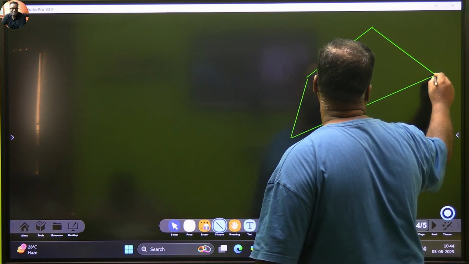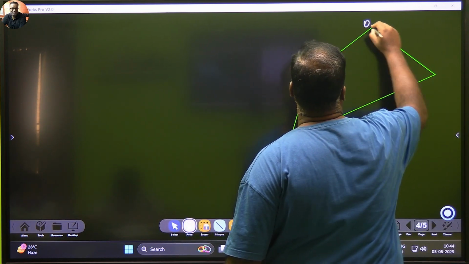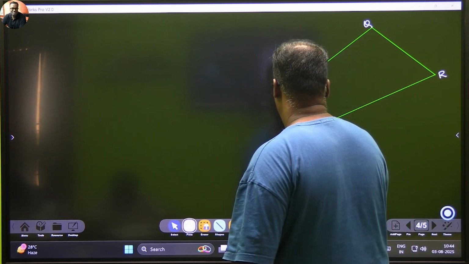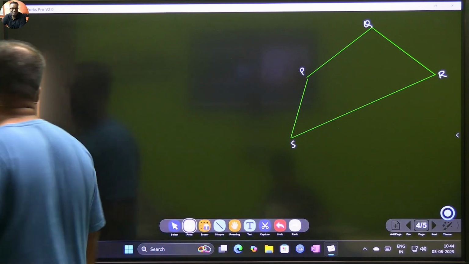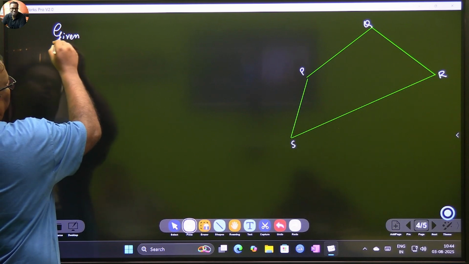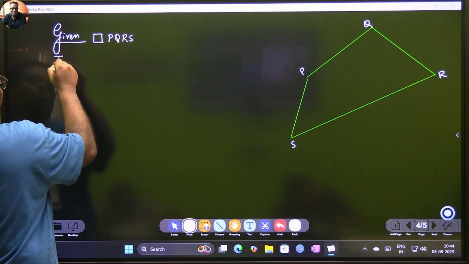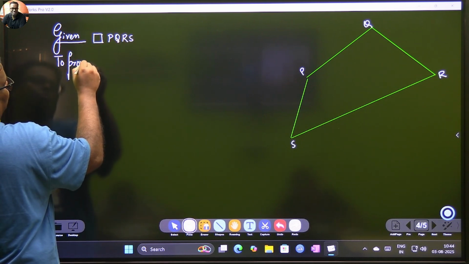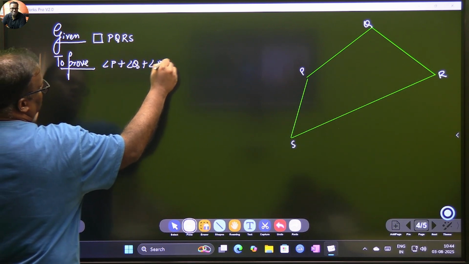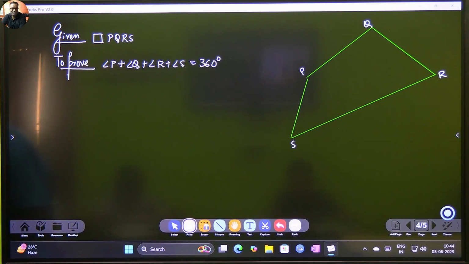We have drawn this, okay? And you name it in either cyclic or anticyclic order. So it can be PQRS. Okay, PQRS. Now, how do we do proof problems? This is more important. Pay attention. So we will always write our given data first. Given, quadrilateral PQRS. To prove: angle P plus angle Q plus angle R plus angle S is equal to 360 degrees. Now, you can't prove this without making a diagonal.